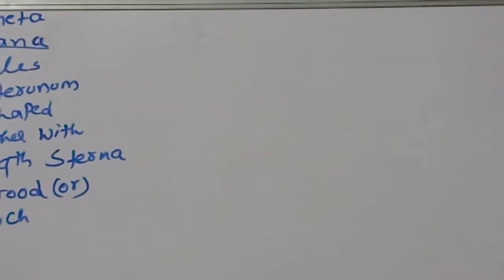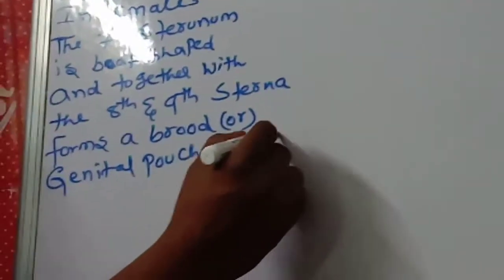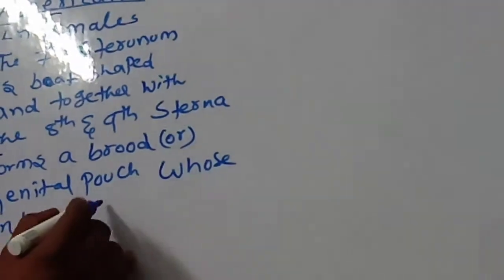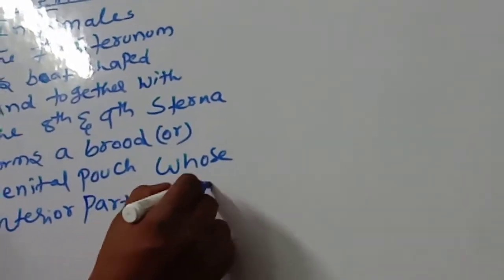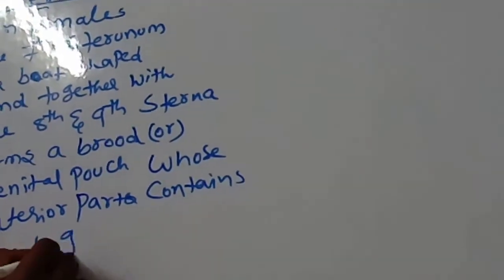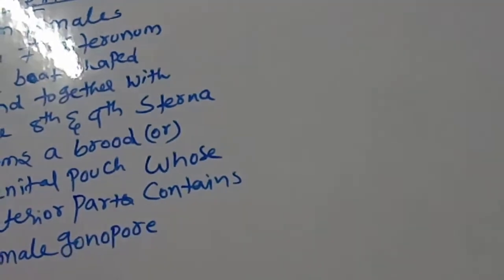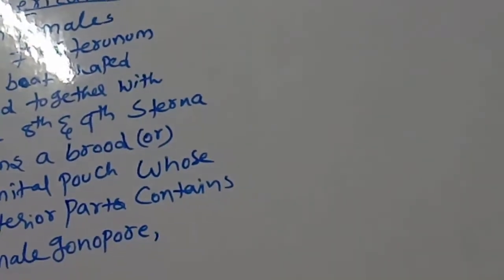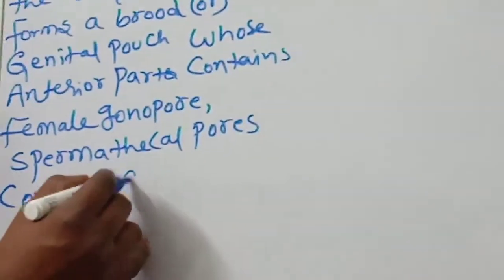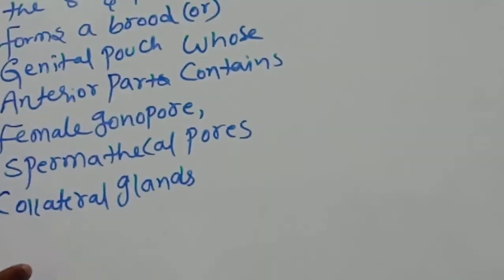Whose anterior part contains the female gonopore, spermathecal pores. These are very, very important. Next, collaterial glands.